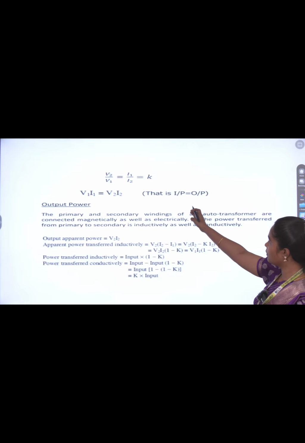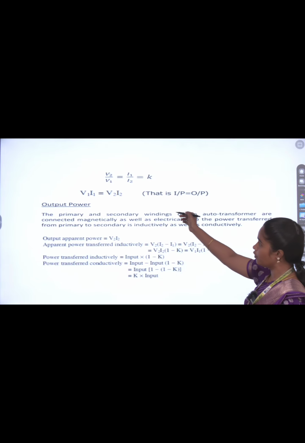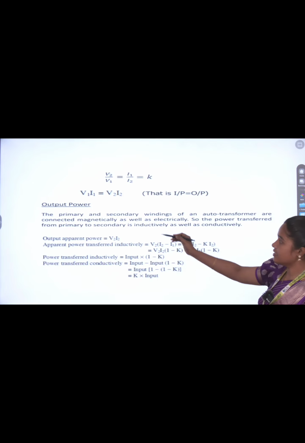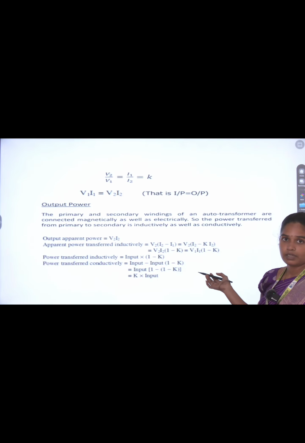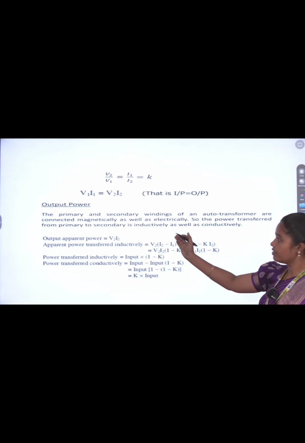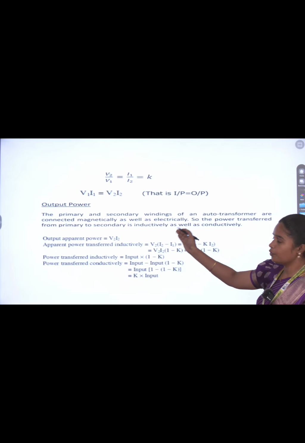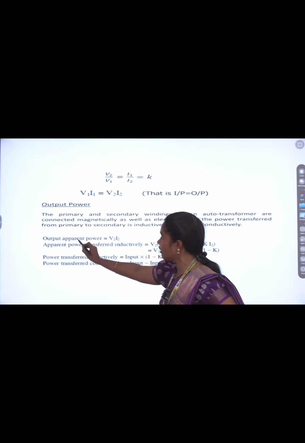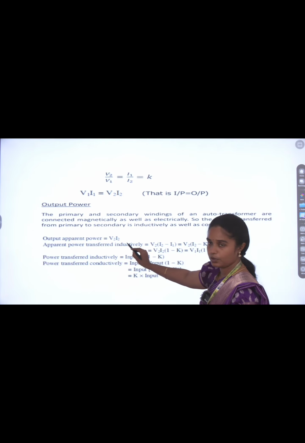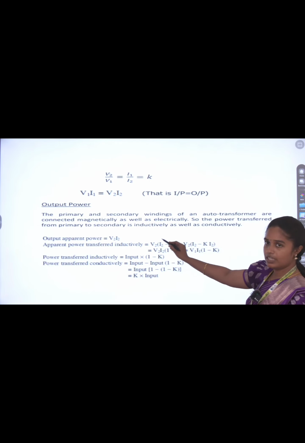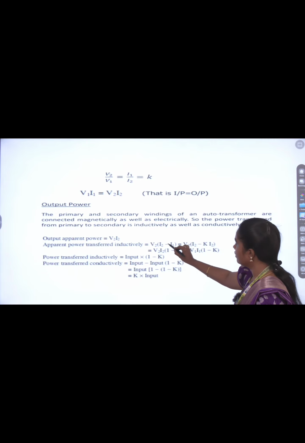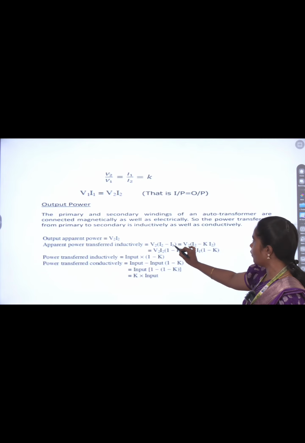Next one, the output power equal to input power. So we write the equation V1 I1 equal to V2 I2. And next, output power. In an auto transformer, the power can be transferred from primary to secondary both inductively and conductively. So first we have to analyze the output apparent power. The output apparent power formula is V2 I2. And the apparent power transferred inductively means V2 into I2 minus I1. Then we have to calculate the I1 value.